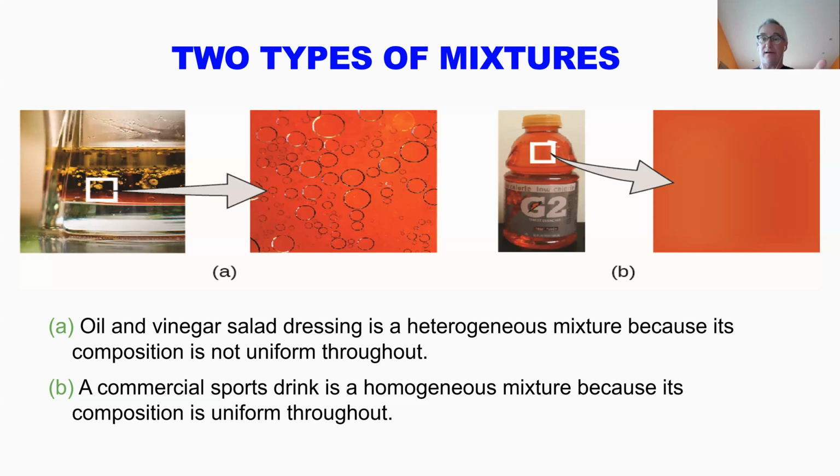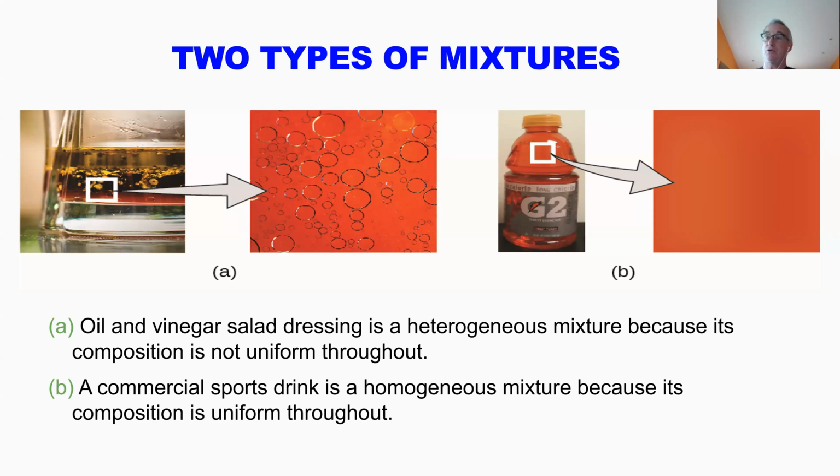The example here is you've got Gatorade on the right and you've got oil and water on the left. Now Gatorade, you'd look at it and it looks the same all the way through. We would say it's a homogeneous mixture because the composition, as it says here, is uniform all the way through. You look at the top, it's the same color. You don't see any bubbles in it. You don't see any precipitate in it. So that would be a homogeneous mixture.